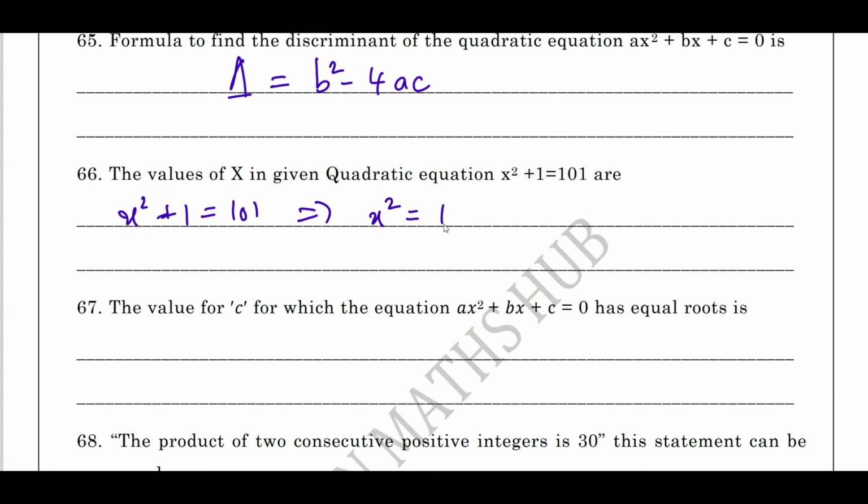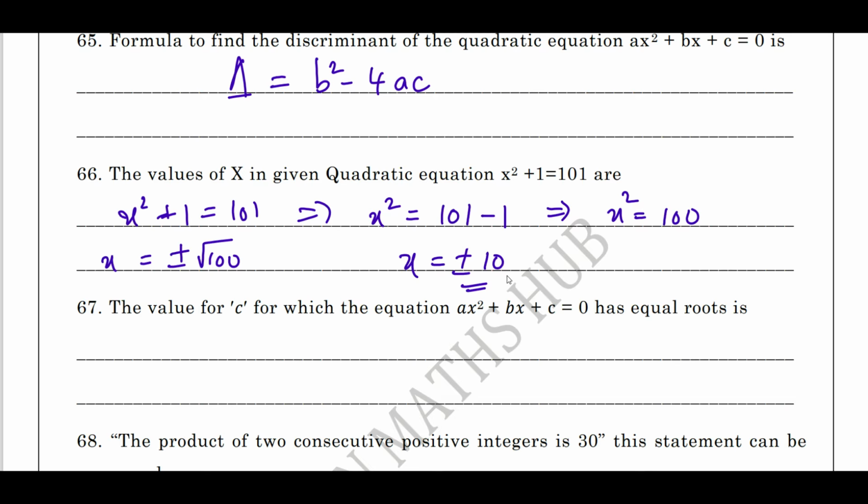x square equals 101 minus 1. We get x square equals 100. Now x equals what? Remove square and put square root on the other side, that is plus or minus square root of 100. We get x equals plus or minus square root of 100, which is 10. We get x equals 10 or x equals minus 10.